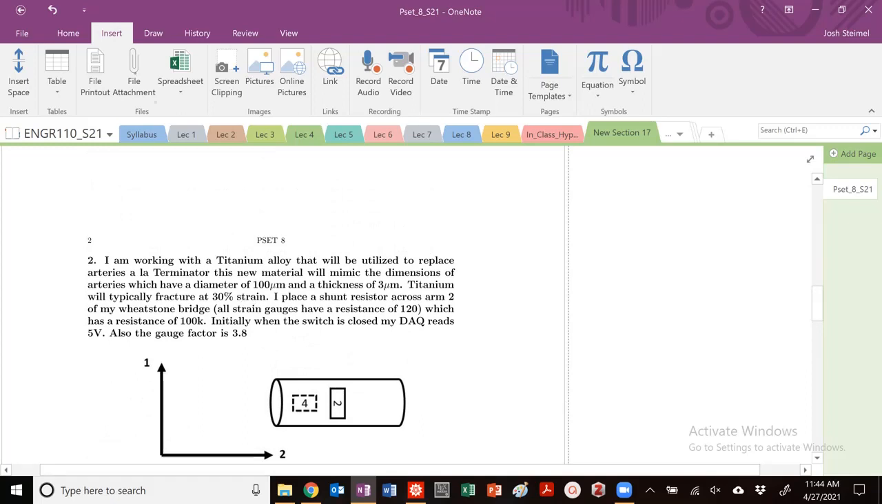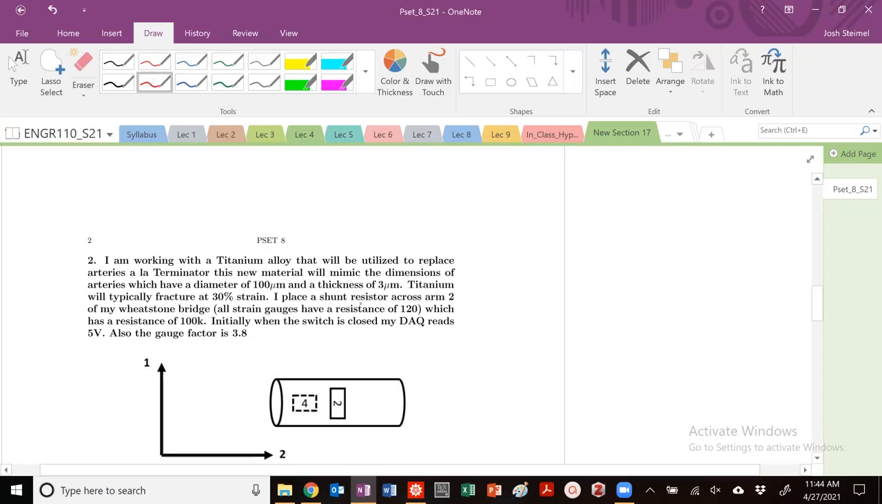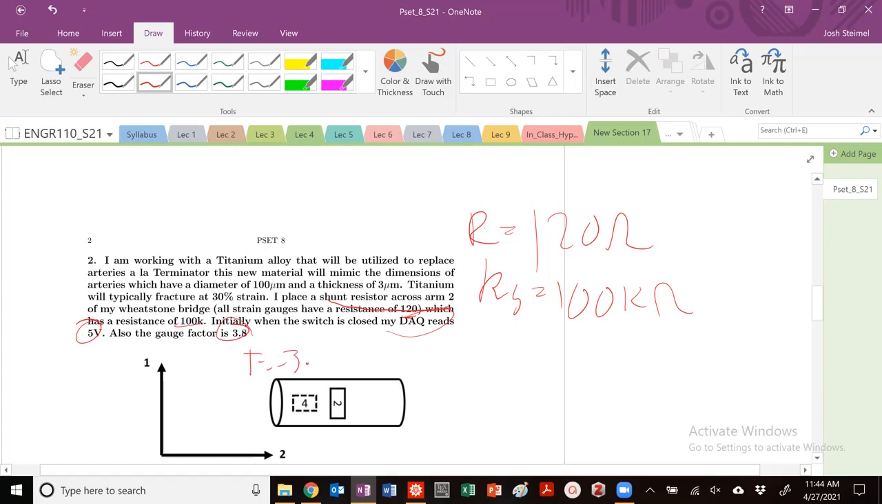I place a shunt resistor, so I have a shunt resistor across arm 2, Wheatstone bridge. All gauges have a resistance of 120 ohms. So my resistance is 120 ohms. And then basically my shunt resistor, my RS, is equal to 100 kilo ohms. So when the switch is closed, my DAC reads 5 volts, and the gauge factor F is equal to 3.8. So I close my switch.